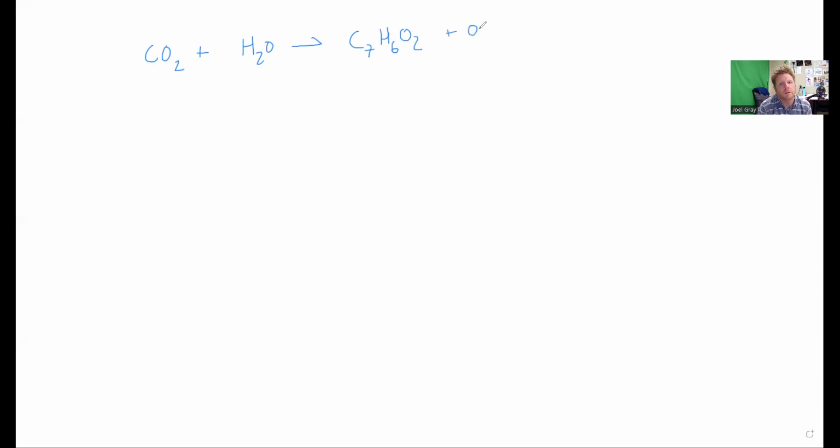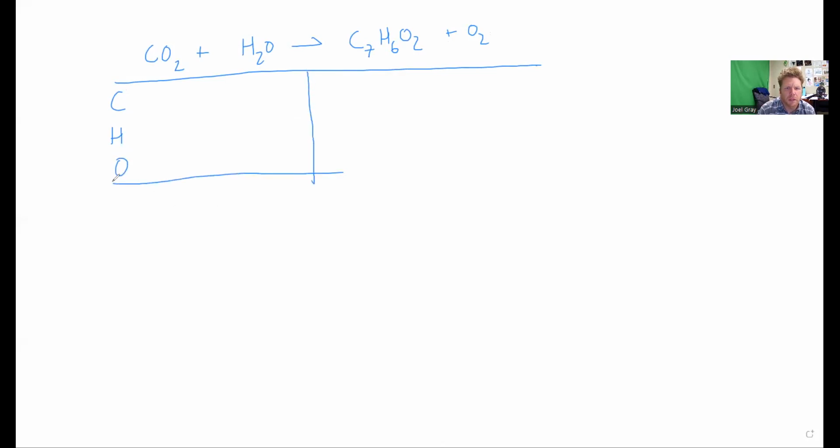C7H6O2 plus O2. What we were trying to balance with this is carbon, hydrogen, and oxygen. I'm going to set up a little table like this where I first count the numbers of carbon, hydrogens, and oxygens on my reactant side and my product side. Reactants over here, products over here. And I'm just going to keep track of them.